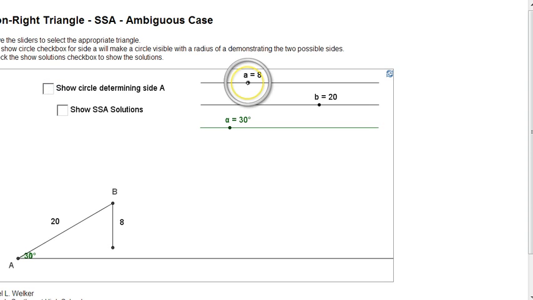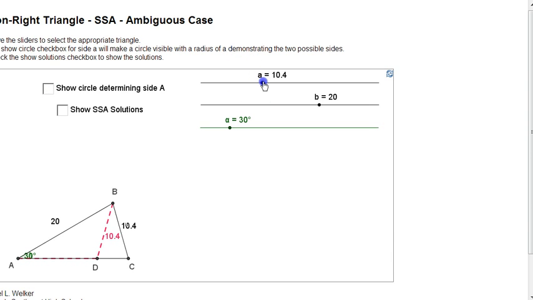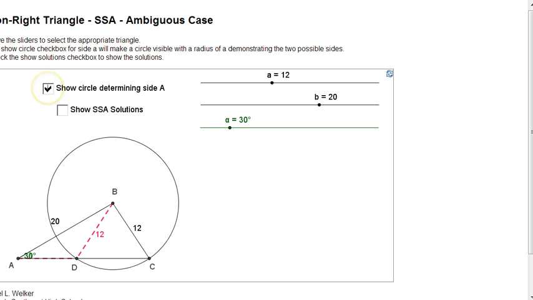What's the next length? 12. Now, notice, when I get over 10, all of a sudden you can see two triangles there, right? So as I go to 12, I can get there. Okay, so there's 12, and you can see that if you drew a circle with radius 12 off of point B, it would intersect that base line in two places, creating two possible triangles, right?